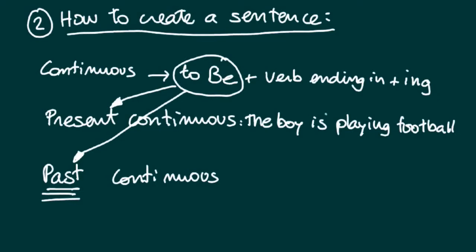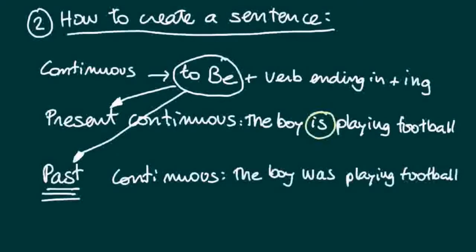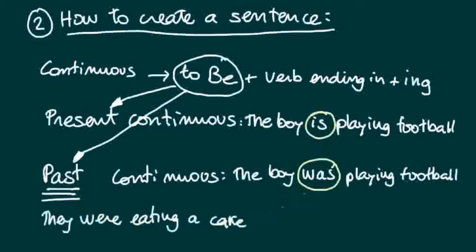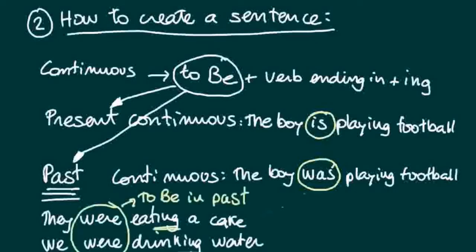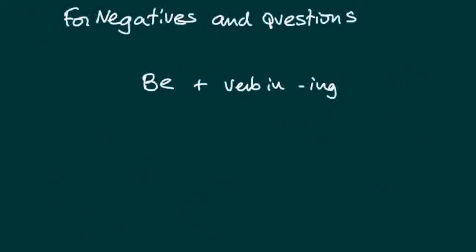Look at these examples. The boy is playing football is in present continuous because the verb to be is present. So in past continuous, the same sentence is, the boy was playing football. Other examples. They were eating a cake. We were drinking water.